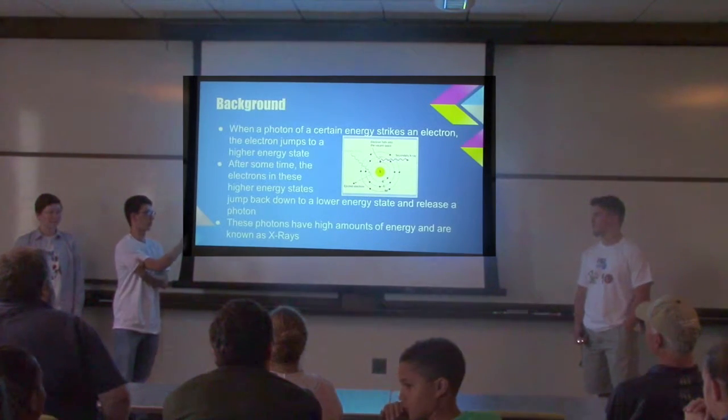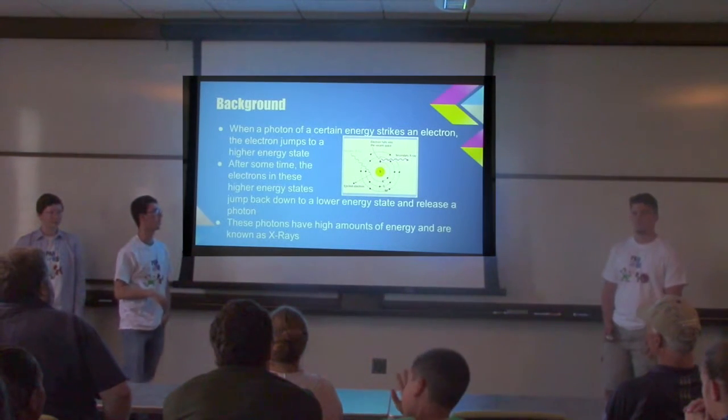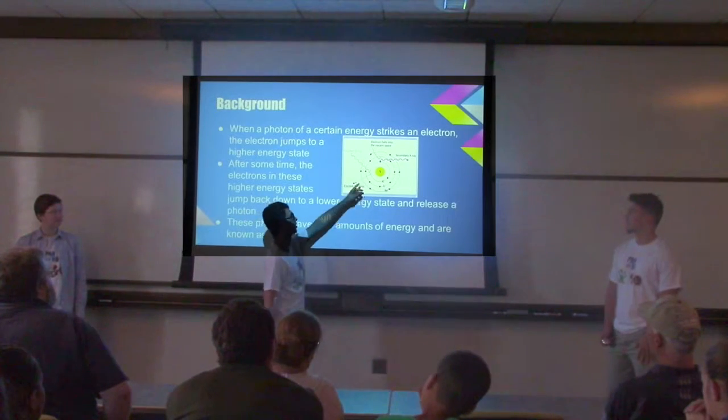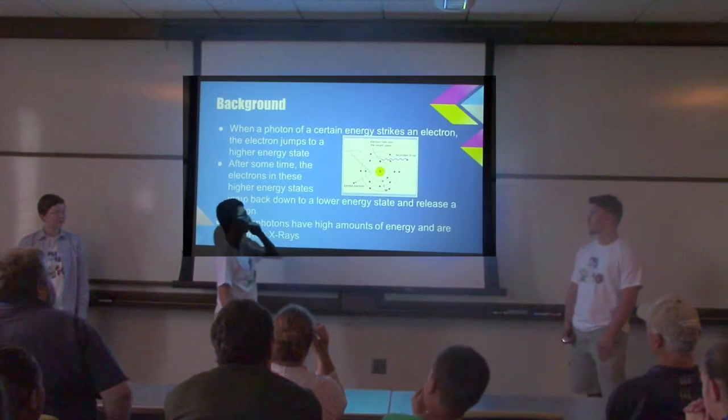These photons have high amounts of energy and are known as X-rays. These are the photons generated by the electron jumping down. And this is just a diagram to show that when you strike a photon into an electron, it does go into an excited state.